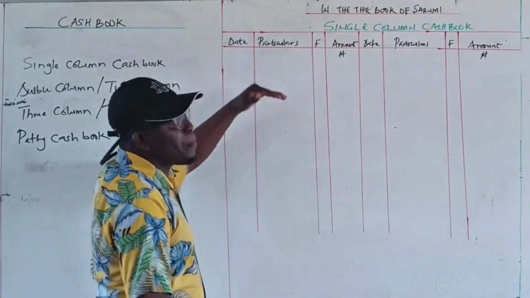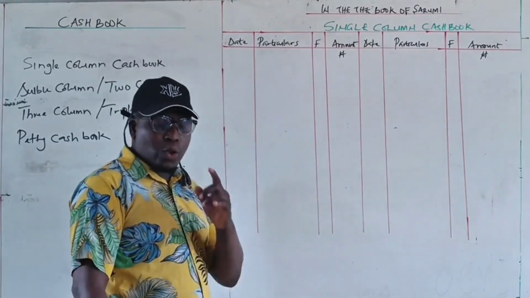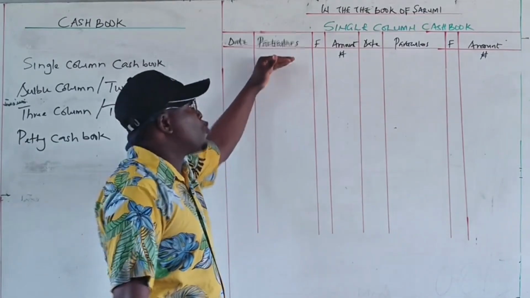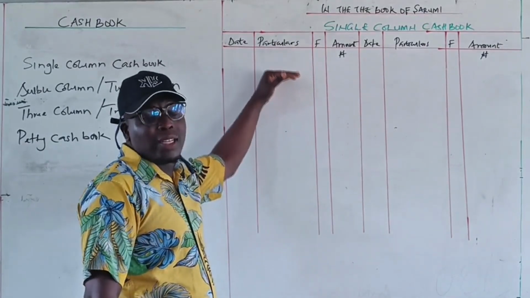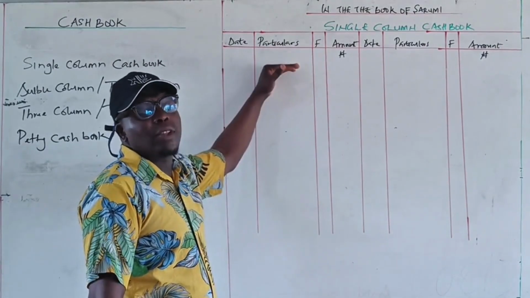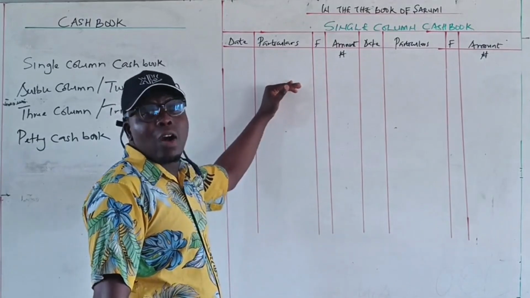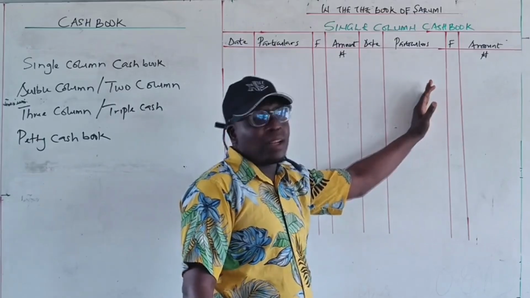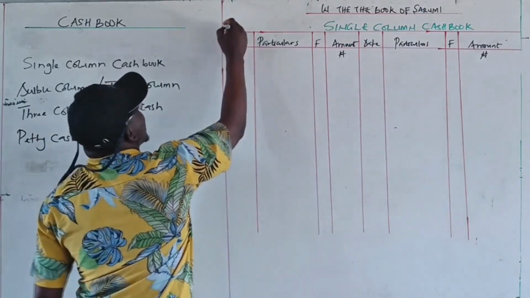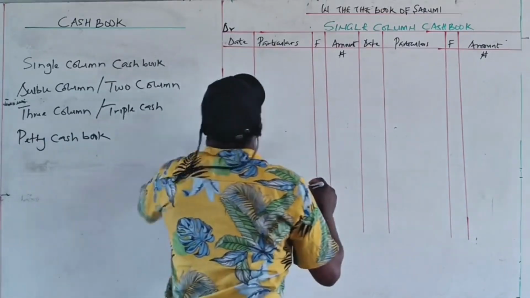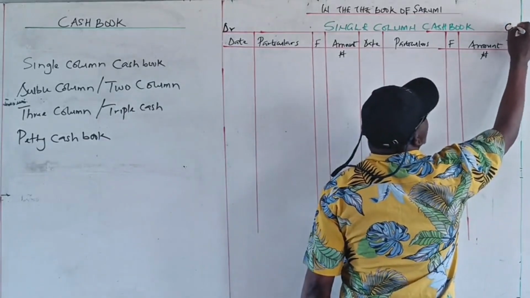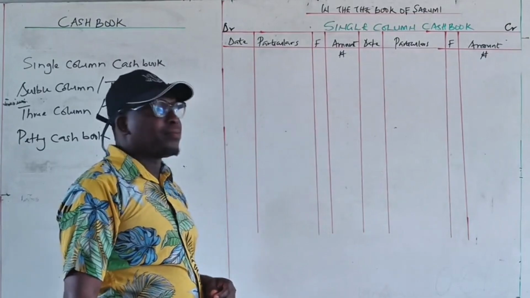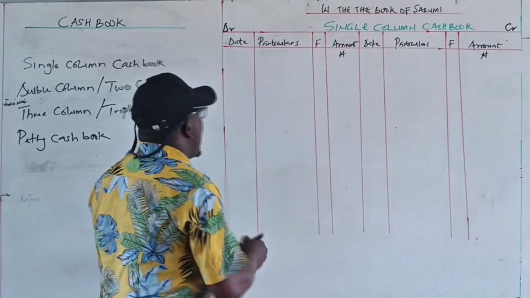Now, as we hear these accounts, we need to understand that all the money that comes into the business will be recorded on the debit side, which is our receipt side, and all the payments made out of the business will be recorded on the credit side, which is the payment side. So I put on this side, the debit side, to show the receipts, and the credit side to show the payments. January 1.